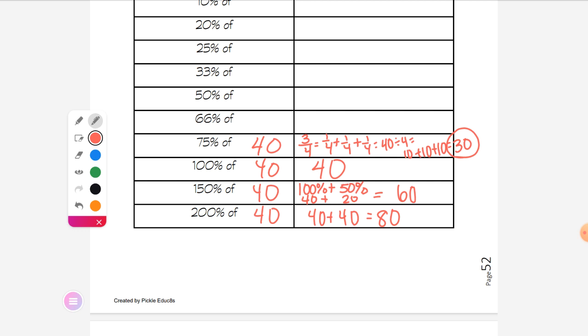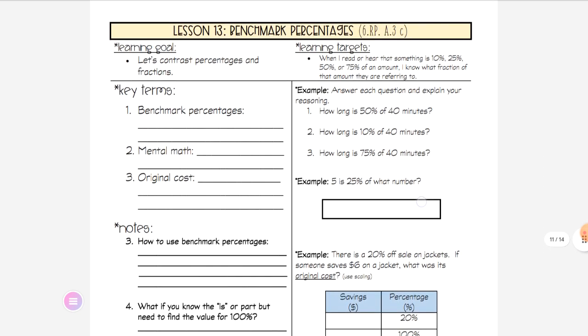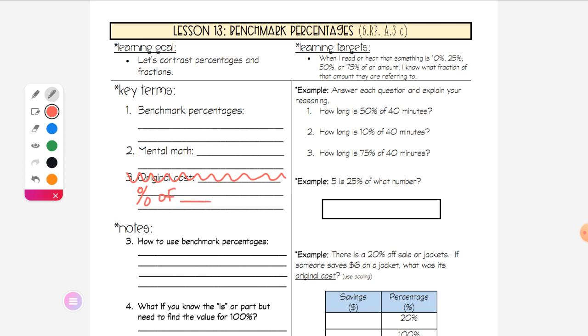Okay, flip your paper to the back. We're not done with notes yet. We're going to skip most of the left side, but we're going to add one thing that's going to be important for you to know. Mark out right here. A lot of this we've already covered. I want you to write percent of blank is blank, and then in the blanks write part or percent of whole is part.